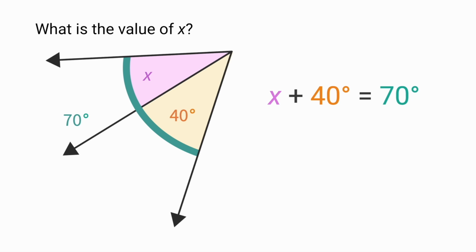This time, we need to find the measure of one of the pieces that makes up the whole angle. So let's take away 40 degrees from the whole, 70 degrees, to find the missing piece. We'll subtract 40 degrees from 70 degrees to find that the measure of this angle and the value of x is 30 degrees. Nice, let's try one more.